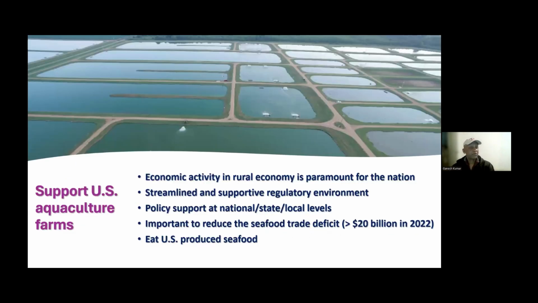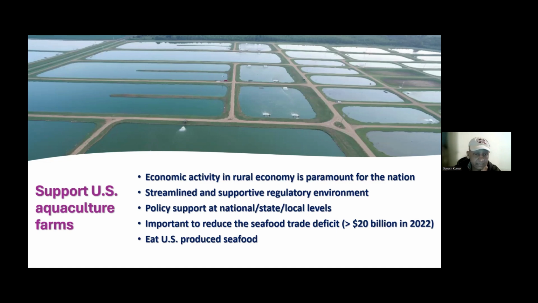So how can we support US aquaculture farms? As I said, all these scientific studies are showing that the economic activity generated, that's the $4 billion, is mostly generated within those rural economies. That's very important. So we need to support US aquaculture farms. A streamlined and supportive regulatory environment is an important thing.